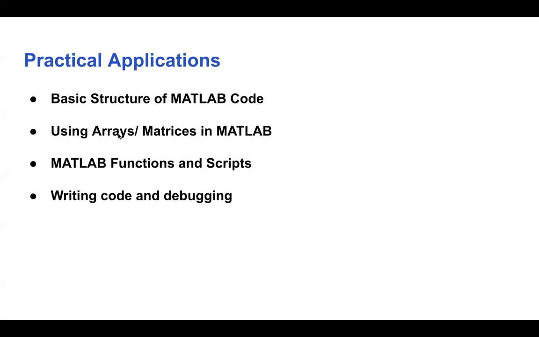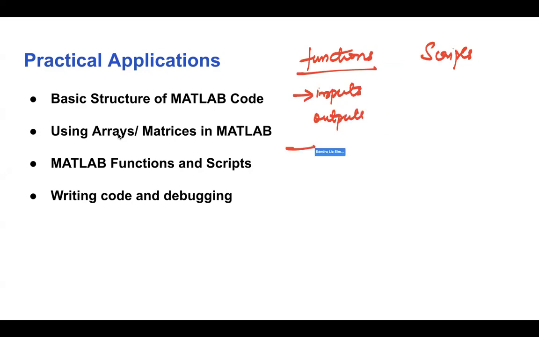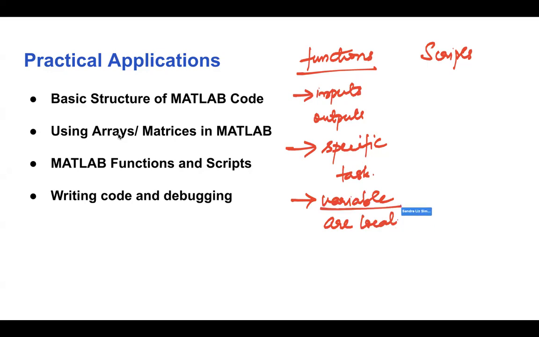Now the next is MATLAB functions and MATLAB scripts. We tried to understand the basic difference between them. A function takes inputs and gives outputs. It is used for a specific task, like finding the sum of numbers, or taking input of the marks of all the students in the class and then finding the average. Then we also said that the variables in a function are local to the function, so these variables don't have access outside the function.